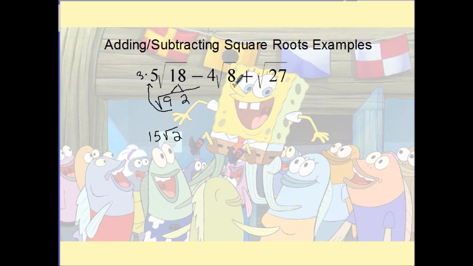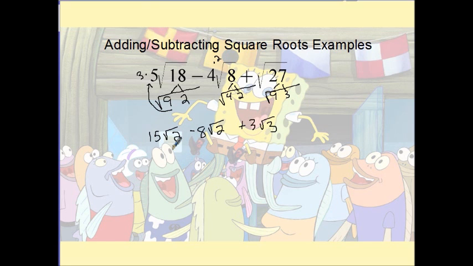The square root of 8 is 4 times 2. The square root of 4 is 2. Joins that minus 4 out in front to become minus 8, and the root 2 is left over. Square root of 27 is 9 times 3. The square root of 9 is 3 with a root 3 left over.